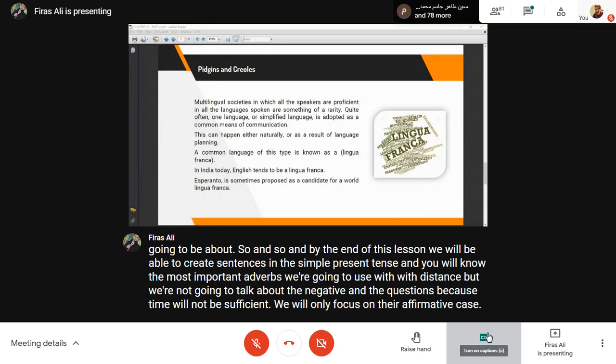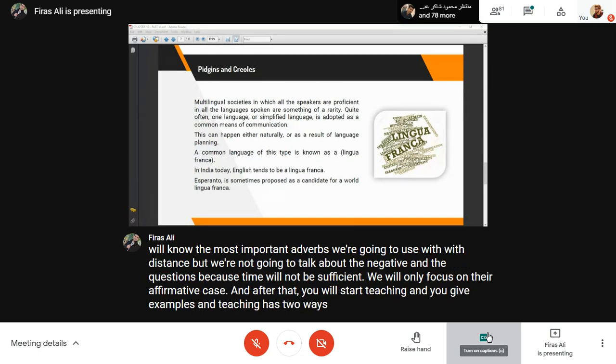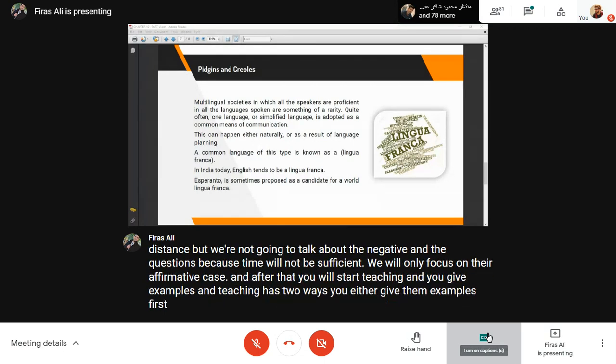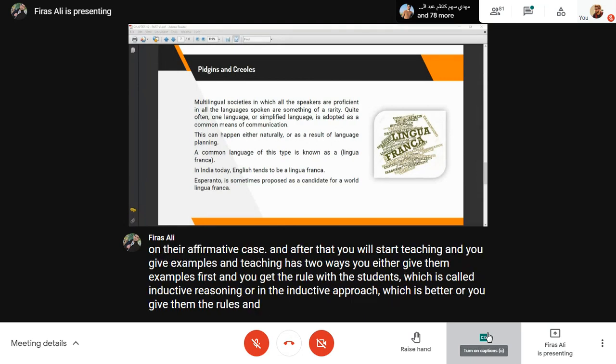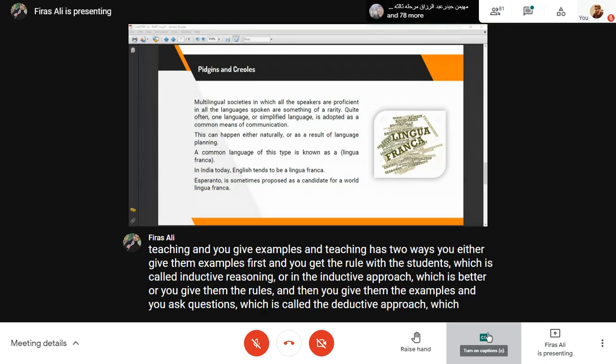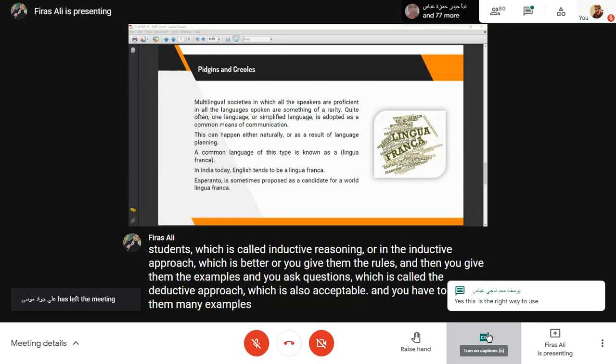And after that, you will start teaching, and you give examples. And teaching has two ways. You either give them examples first, and you get the rule with the students, which is called inductive reasoning, or the inductive approach, which is better. Or you give them the rules, and then you give them the examples, and you ask questions, which is called the deductive approach, which is also acceptable. And you have to give them as many examples as you can.